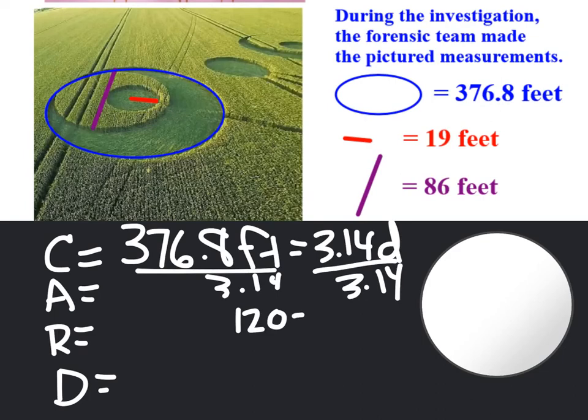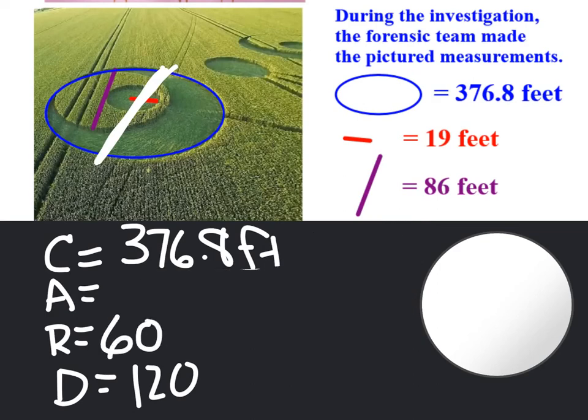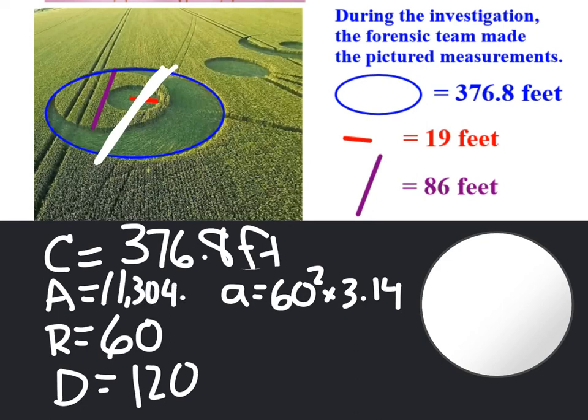What is that 120? Well, look at what you solve for. You solve for diameter. So the diameter is 120. And then if it's 120 all the way across that circle, then what would it be halfway across that circle? Just divide that by 2 and you get the radius of 60. Now that we have the circumference, the radius, and the diameter, we can find the area by taking the radius, which is 60, squaring it, and then taking it times pi, which is 3.14. When you work that out, you get an answer of 11,304 feet squared.